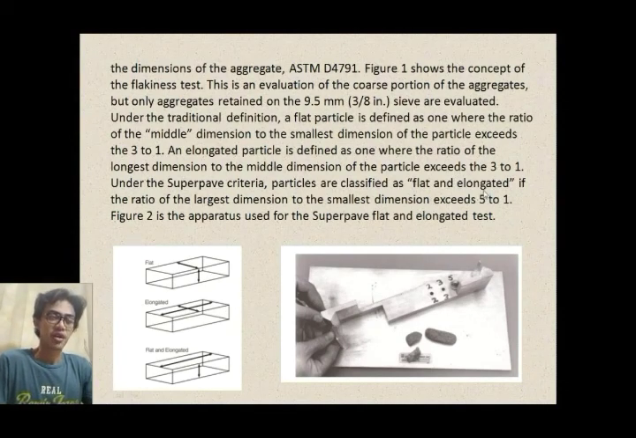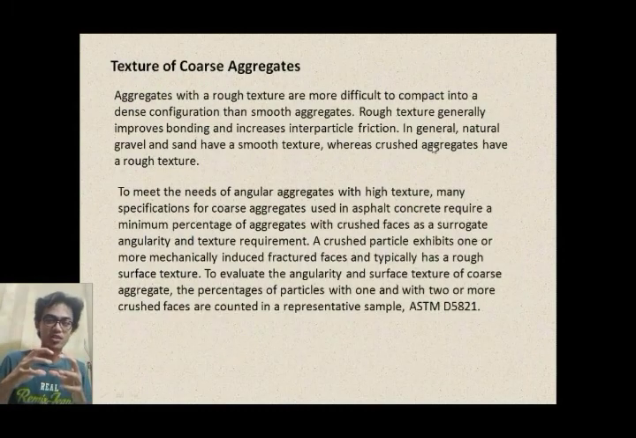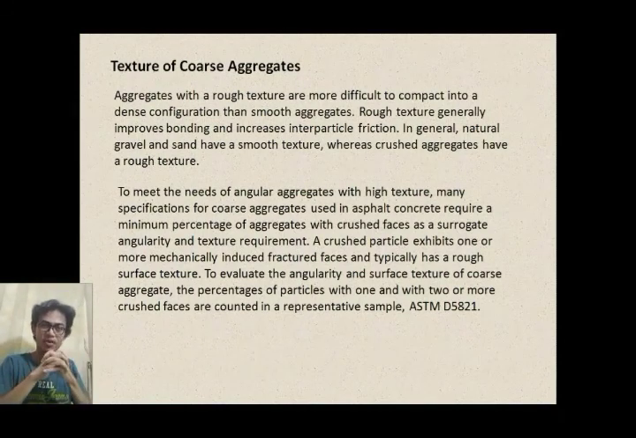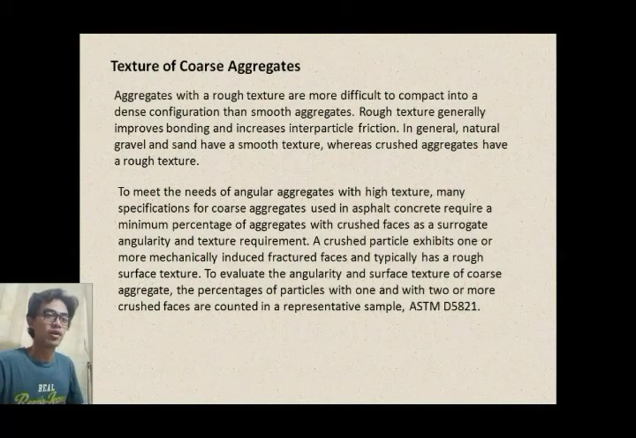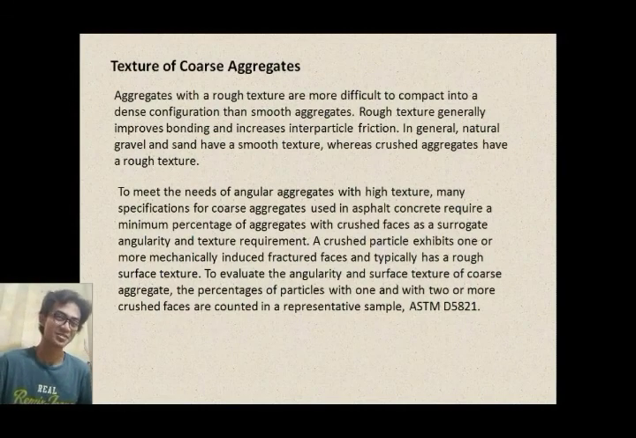Aggregates with a rough texture are more difficult to compact into a dense configuration than smooth aggregates. Okay, rough texture generally improves bonding, increases interparticle friction. The bonding is so strong, so you could not easily separate them because of that friction, which is physics. In general, natural gravel and sand have a smooth texture, while crushed aggregates have a rough texture.